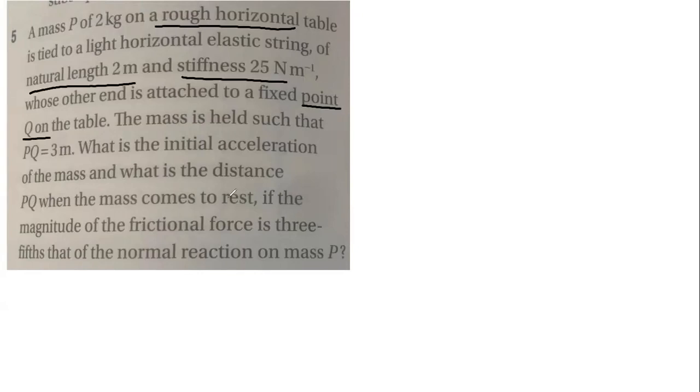And that string is also attached to point Q on the table. The mass is held such that the distance between P, which is the mass, and Q, which is the origin of the string, is 3 meters. We need to find, that's the first requirement, the initial acceleration. And the second requirement is to find the distance PQ when the mass comes to rest. Good. And then we have another piece of information: the friction is 3/5 of the normal reaction. Good. All right. So that's the mechanics problem.